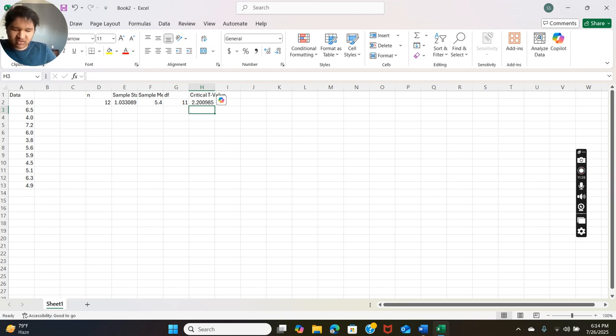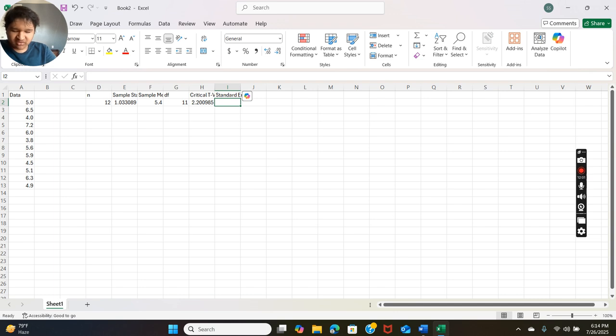Then we go to column I, then arrow up to cell I1. And here we're going to calculate the standard error. Type STANDARD space ERROR. Enter. As a refresher, the standard error formula is the sample standard deviation divided by the square root of the sample size.